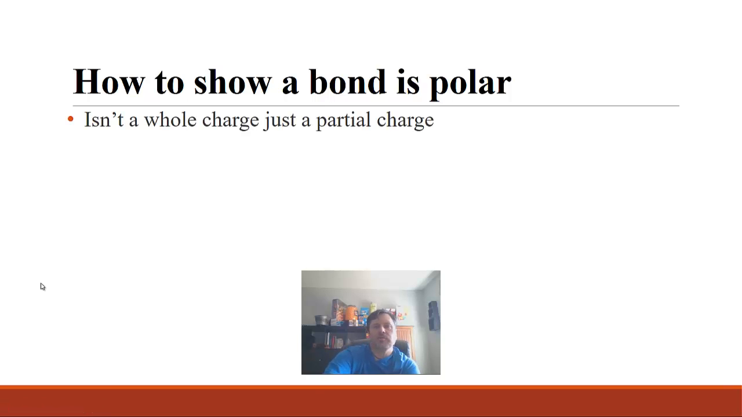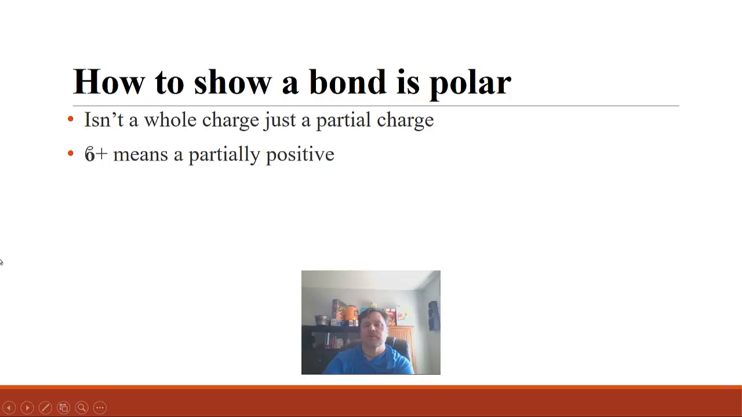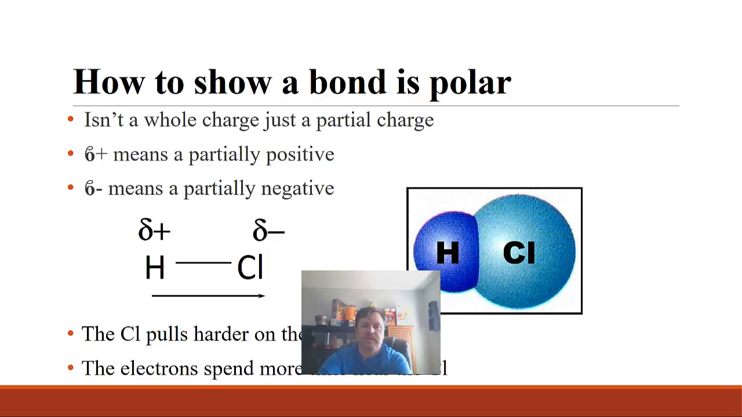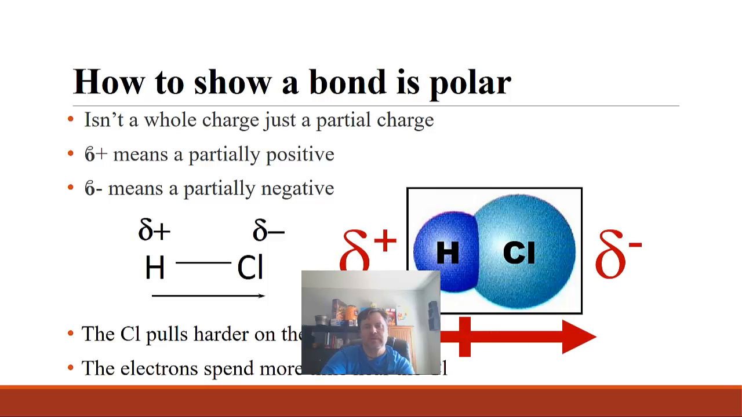So how do we show this polar bond? Okay, remember, the charges aren't whole charges, they're partial. Okay, so we use a little symbol like this that means partially positive, and the one that means partially negative, so we can represent them that way. So in this we see our chlorine is our more negative end, our hydrogen is our more positive end. Okay, so because Cl has a high electronegativity value, it's pulling the electrons more towards it than hydrogen does. It overcomes hydrogen. Okay, so the electrons end up spending more time on the chlorine side than hydrogen. And that's how we can represent it there.